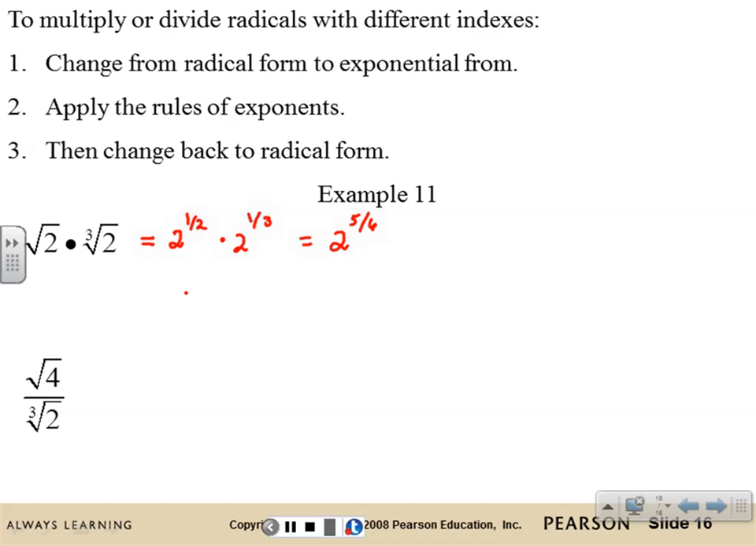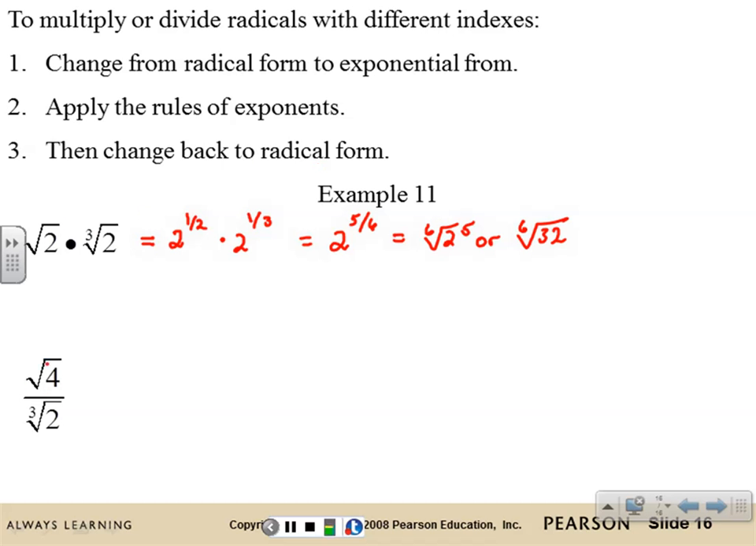Now, since you started with radicals, algebra etiquette tells us that we have to change it back to radical form. So this is going to be the 6th root of 2 raised to the 5th power, or you can do the 6th root of 32. Either way.